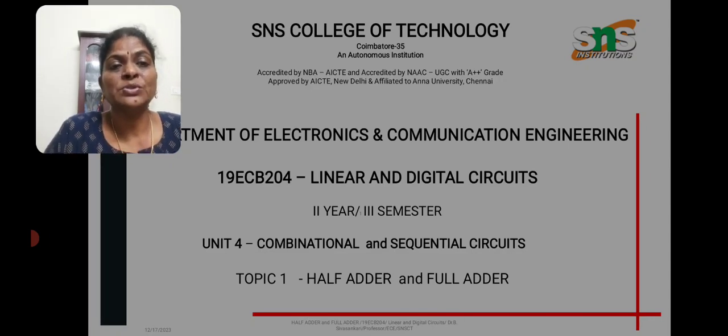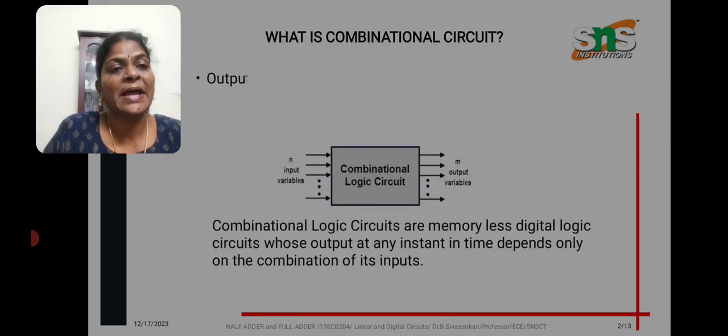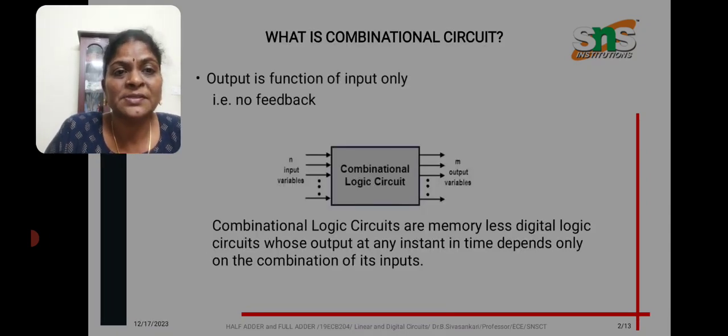Now coming to combinational logic circuits, the first example we are going to discuss is the adder. This adder is of two types: one is the half adder and the other is the full adder. Before going to the half adder and full adder, we should know that a combinational circuit is a design process, whereas a sequential circuit is an analysis process.